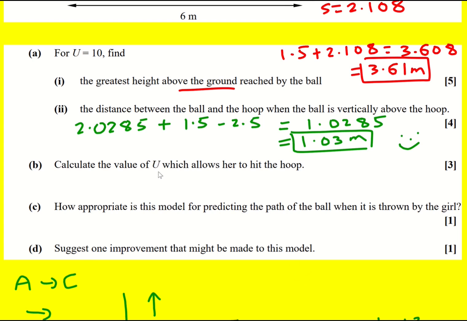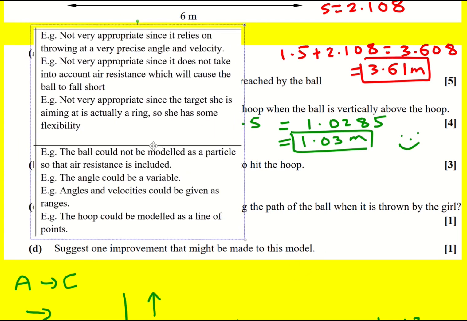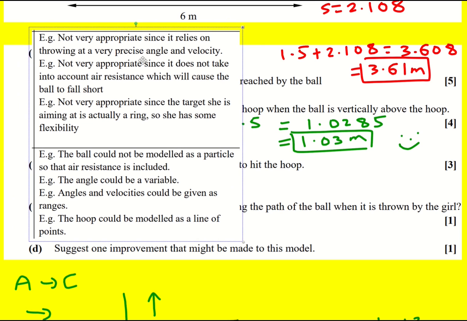Here's some possible other answers. So relies on throwing at a very precise angle and velocity. Not too keen on that one. Air resistance I mentioned, so it's going to fall short. The target is actually a ring, so it's not a point in space. That's a good one. So she has some flexibility. It might hit the outside and bounce in, for example.